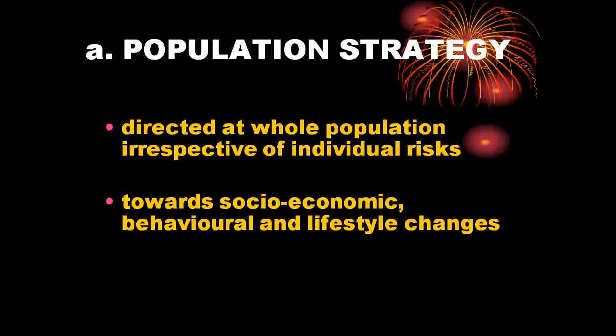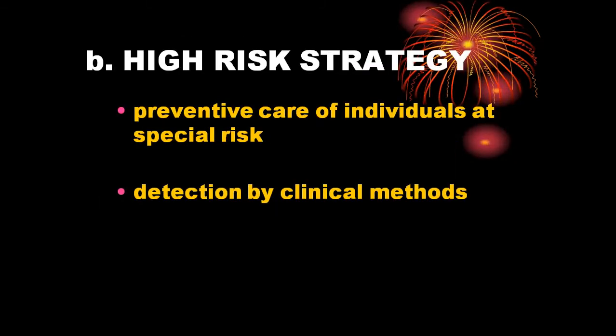So population strategy, you don't have to read anything. It's directed at the whole population. We have to change the socioeconomic status, uplift the downtrodden. We have to tell them that you have to adopt a healthy lifestyle. Don't smoke, don't drink, go for exercises, adopt a healthy lifestyle, have a healthy diet, rest for a while, don't be stressed, don't take so much of mental stress, and all these things are lifestyle changes. So that's the population strategy.